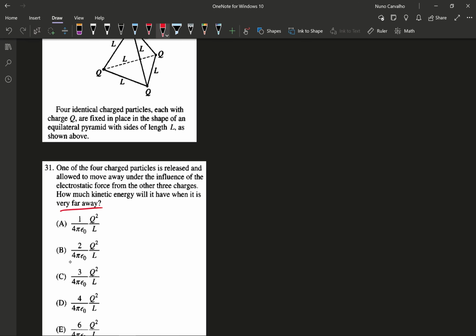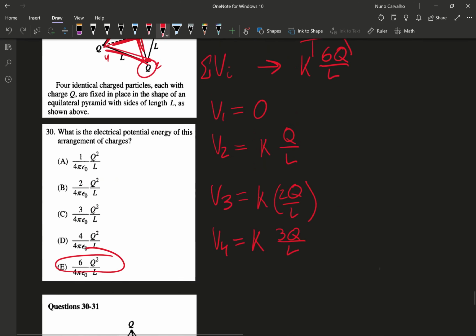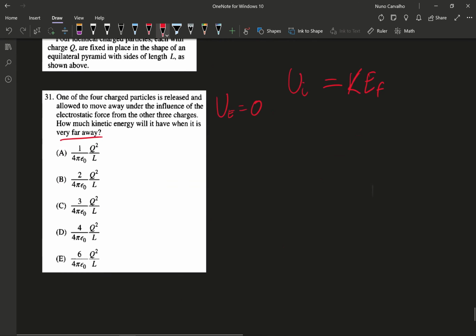Well, when it's very far away, we can reasonably assume that the voltage difference, or really the potential energy, is going to be just 0, which means that all of the initial potential energy became kinetic energy. Okay? So, actually, I could just say equals right there. So, what is the initial potential energy?